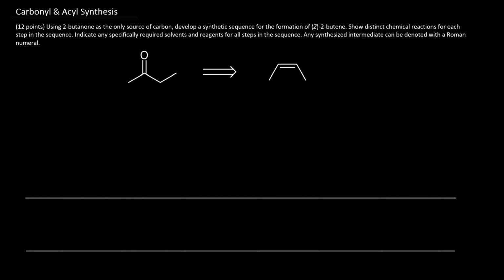So in this synthesis, we're asked to use 2-butanone as the only source of carbon to form Z-2-butene, which is also 4 carbons. There are actually 2 pathways for this reaction that specifically give us the Z-alkene. One way is to use Lindlar catalyst at some point, which gives us this cis configuration. To use Lindlar catalyst, we need the alkyne, which is the substrate for that reagent.